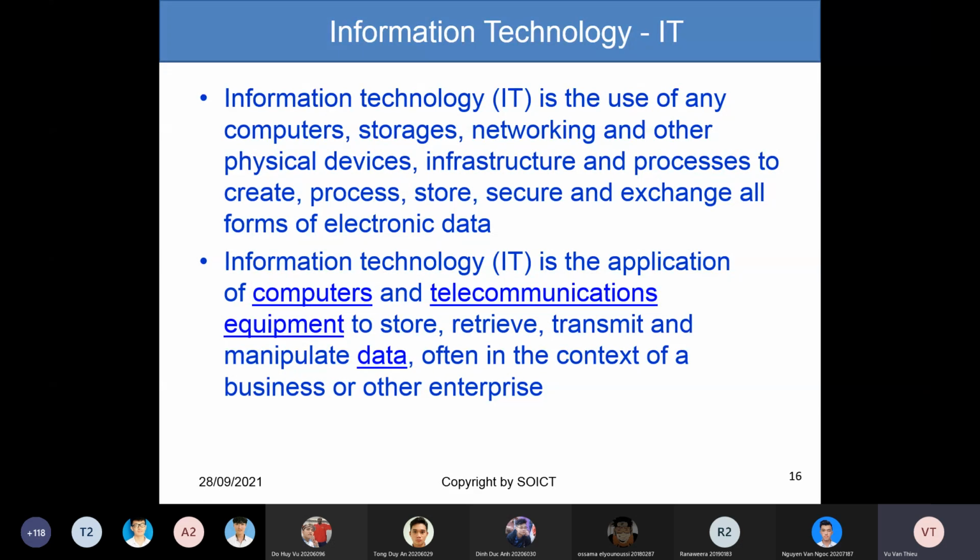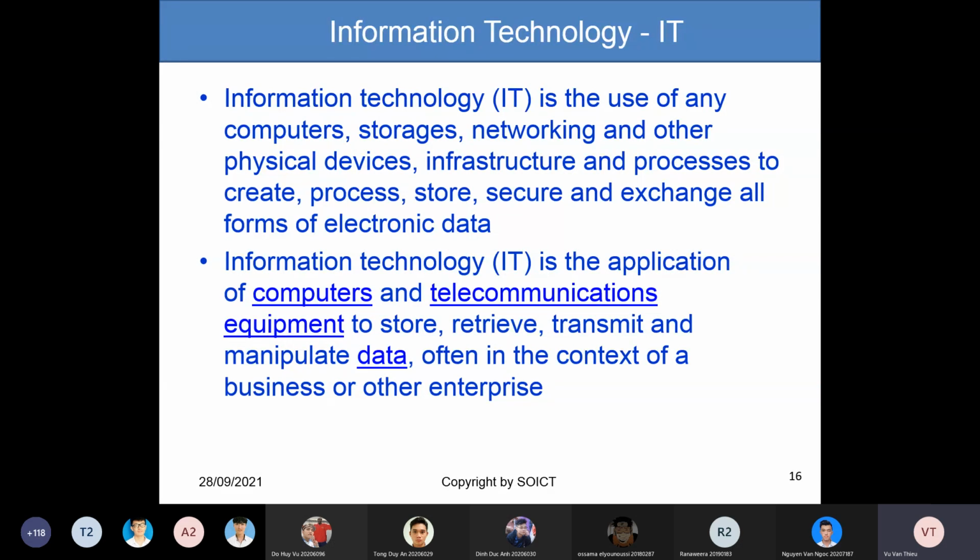In other words, information technology is the application of computers and telecommunications equipment to store, retrieve, transmit, and manipulate data, often in the context of business or enterprise. That is the definition of information technology.